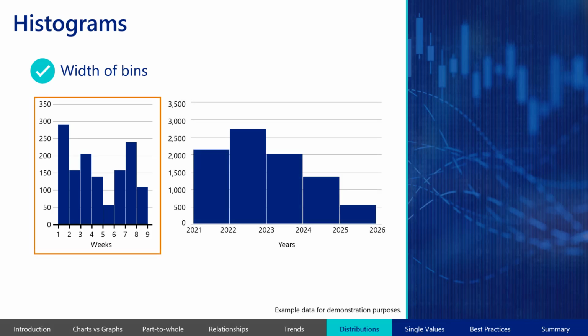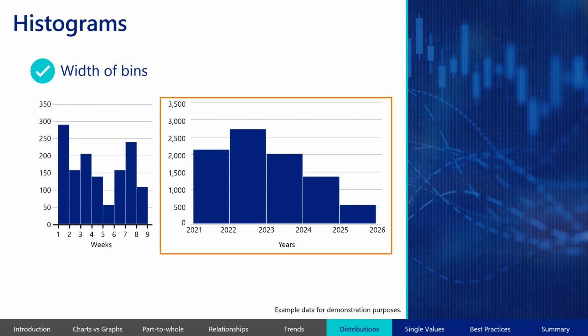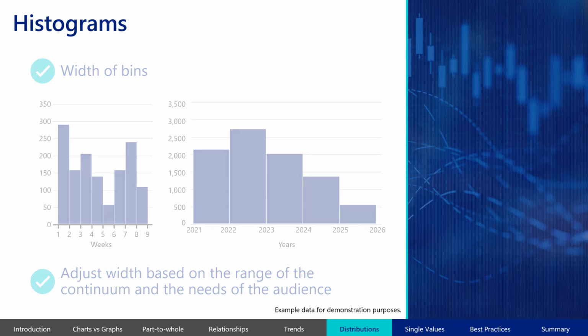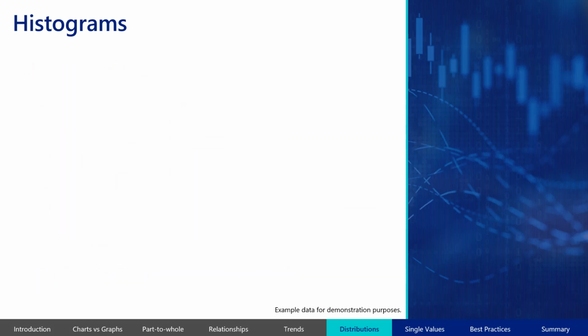Smaller bins, such as presenting the data in weeks, may create a graph that is overly busy or cluttered, while larger bins, such as presenting the data in years, could hide or obscure interesting patterns in the data. The most appropriate width of the bins will depend on the range of the continuum and the questions your audience needs to answer.